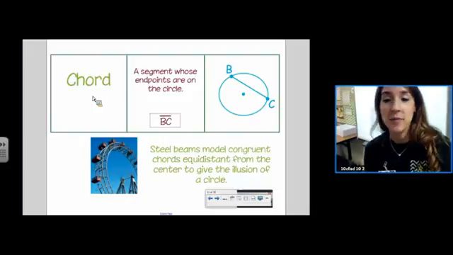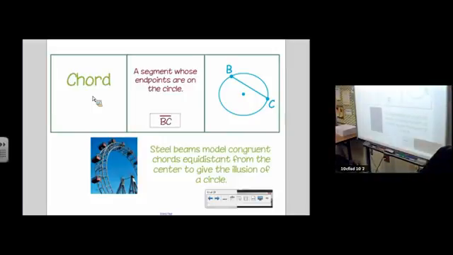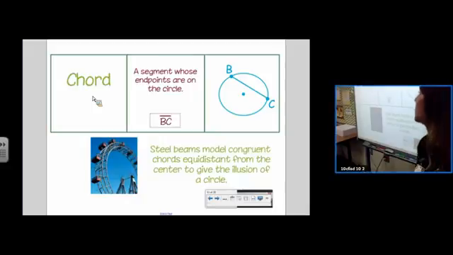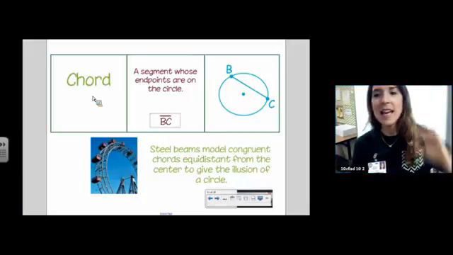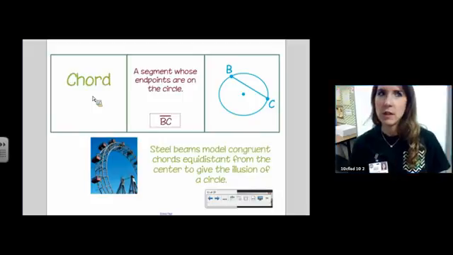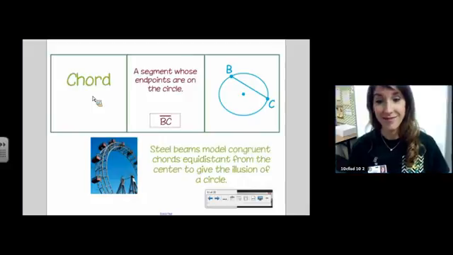Always, sometimes, or never. A diameter is a chord. What do you think? Let's look at those definitions. A chord has to be a segment. A diameter is a segment, check. Its endpoints need to be on the circle. Are a diameter's endpoints always, sometimes or never on the circle? Always. The answer is always, yep.